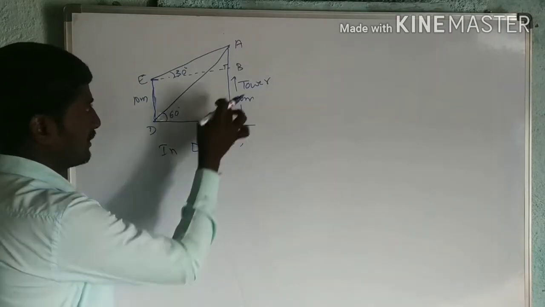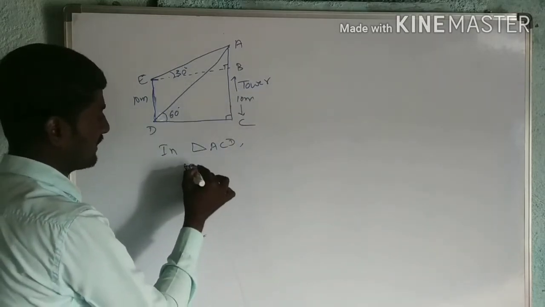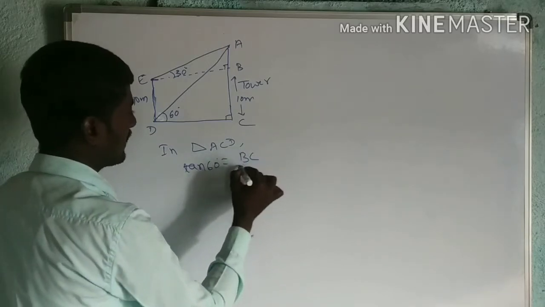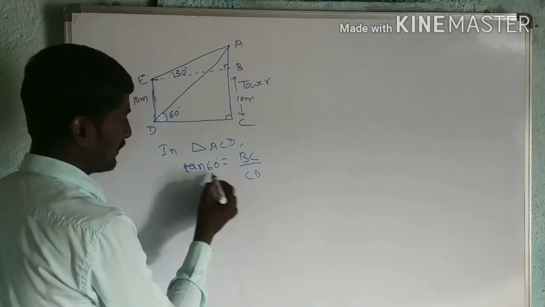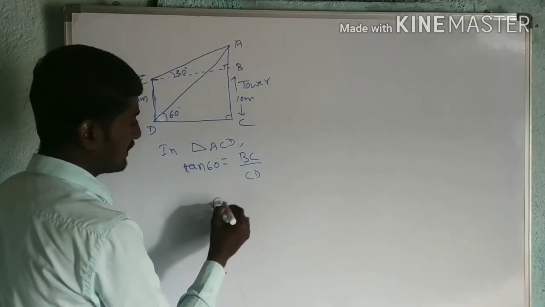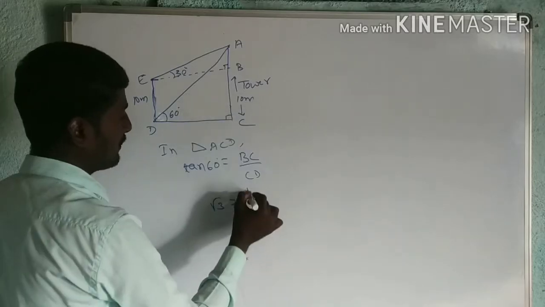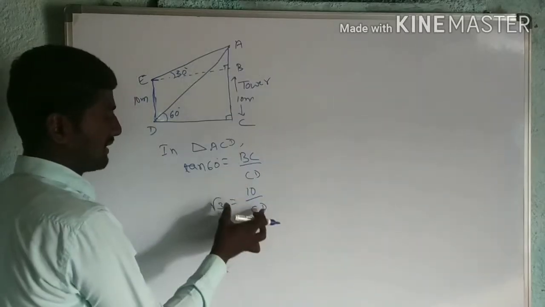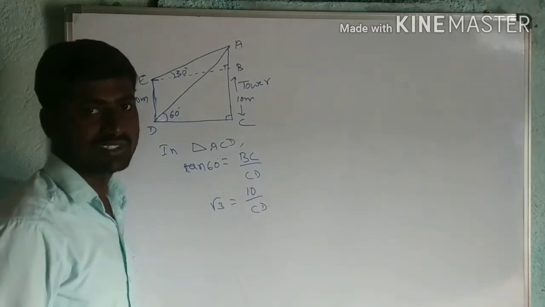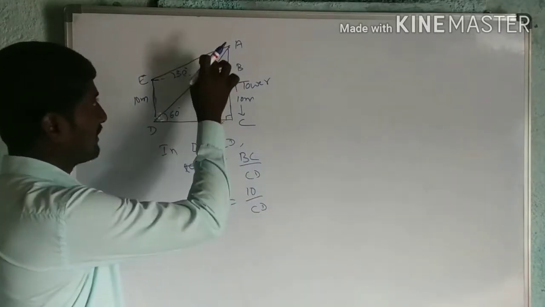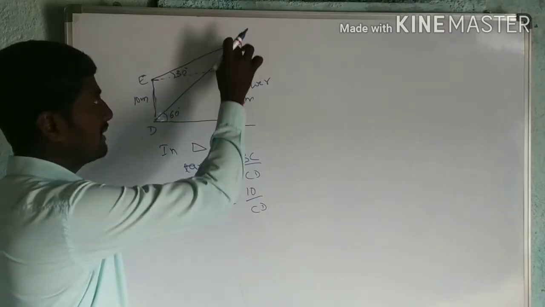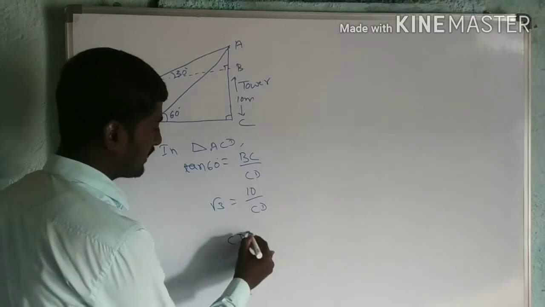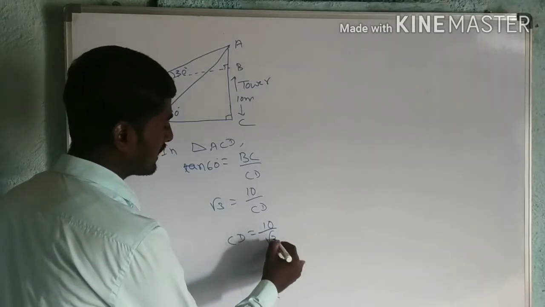Now in right angle triangle ACD, let us apply tan 60 degree. Tan 60 degree is equal to BC divided by CD. Now tan 60 is root 3, and the BC value is 10 meter, divided by CD. If you take this triangle first, automatically you can find the unknown CD. Better than taking triangle ABE, you take triangle ACD. Now CD is equal to 10 divided by root 3.